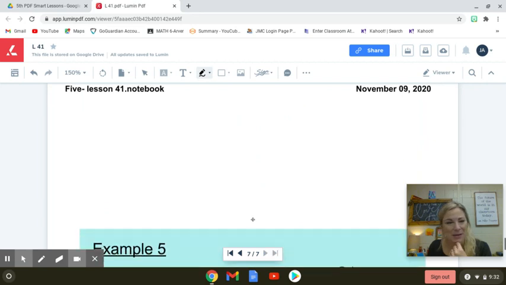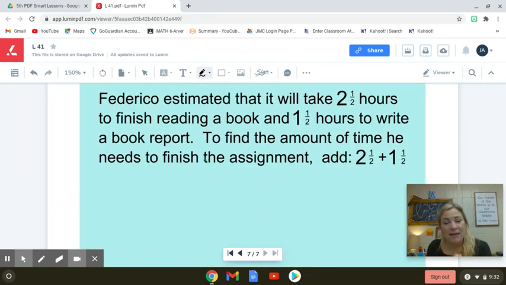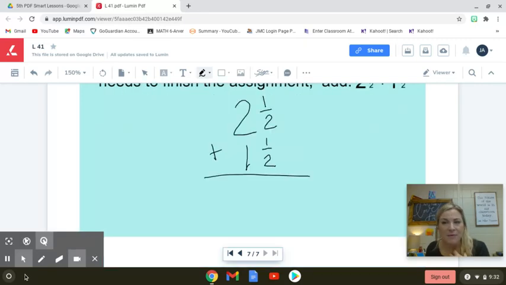Last example, I promise. Federico estimated that it'll take 2.5 hours to finish reading a book and 1.5 hours to write a book report. To find the amount of time he needs to finish the entire assignment, add 2.5 plus 1.5. Try this and unpause when you're ready to check my work. So this example is one that probably can be done mentally because halves are easy to work with, right? So if you were able to solve this mentally, awesome. There's not a way for me to really model how to solve this mentally, so I'm just going to go through step by step still and show how to solve this as an equation.